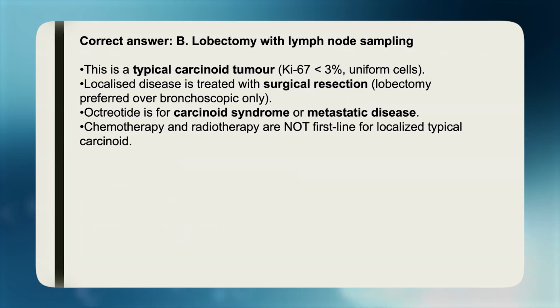This is a typical carcinoid tumor, Ki-67 less than 3%, uniform cells. Localized disease is treated with surgical resection, or a bronchoscopy alone. Octreotide is for carcinoid syndrome or metastatic disease. Chemotherapy and radiotherapy are not first line for localized typical carcinoid.